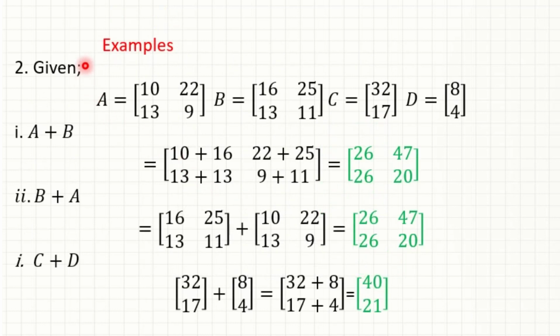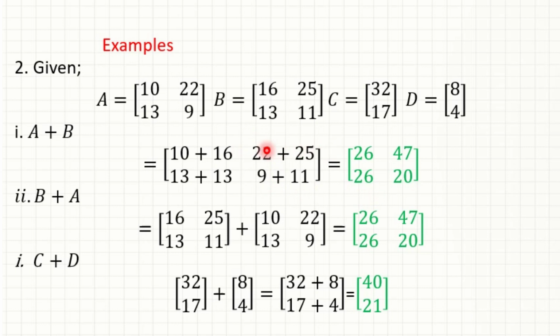We have also been given four matrices, that is A, B, C, and D. A and B are 2 by 2 matrices. C and D are 2 by 1 matrices. So we have been asked to find A plus B. A plus B will be 10, first row, first column, plus 16. You get 26. 22 plus 25, you get 47. 13 plus 13, you get 26. 9 plus 11, you get 20.